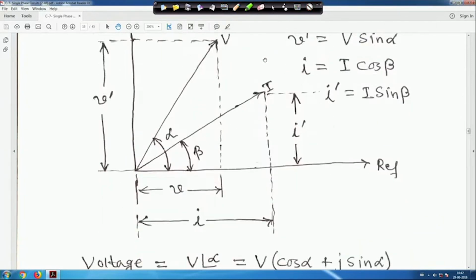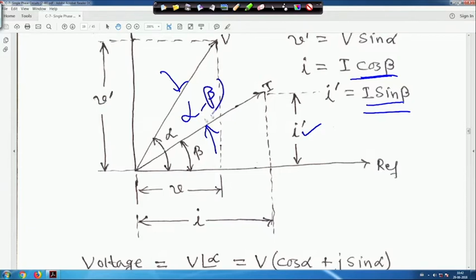So, this horizontal projection I is equal to I cos beta, and the vertical one, I dash, is equal to I sin beta. The angle between voltage and current is alpha minus beta. This angle between the voltage and current is called the power factor angle. That means for this kind of thing, power factor will be cos(alpha minus beta).